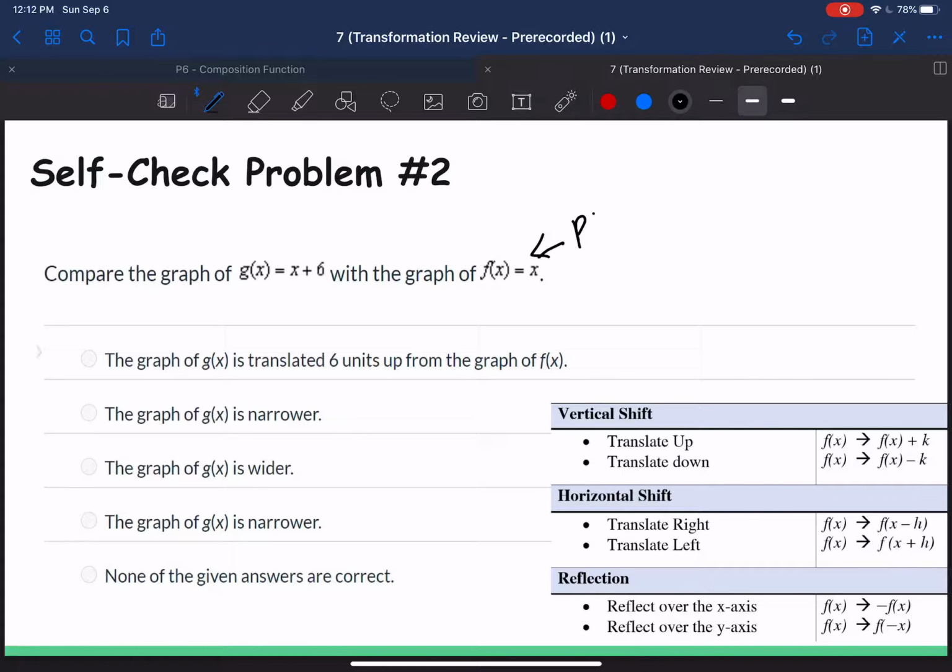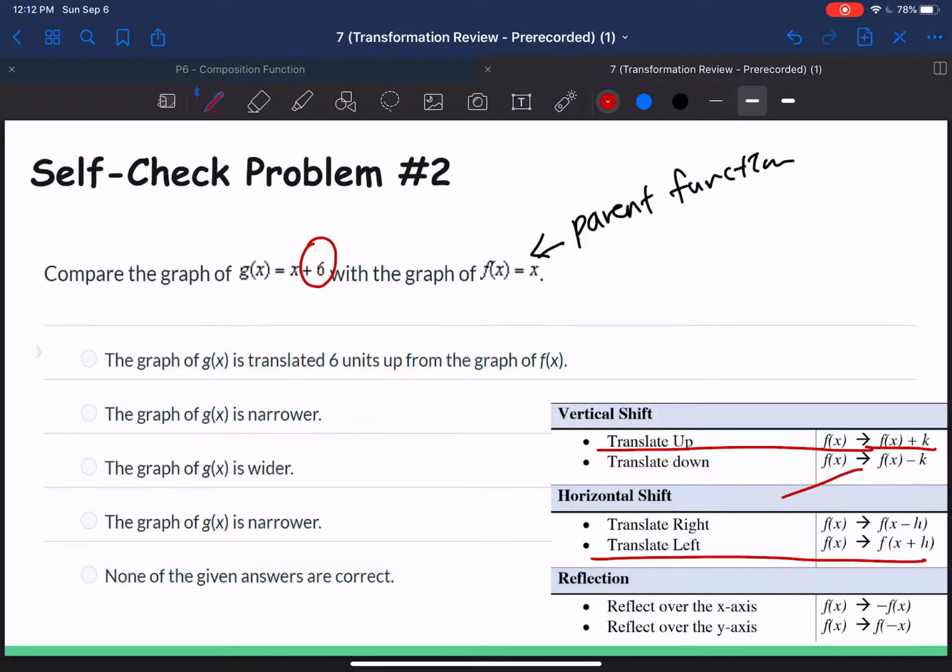This is my parent function. And then I have plus 6. Whenever we have additions, it's either translate up or translate left, nothing else. So let's read the first one. The graph of g of x translates 6 units up. You don't even have to read anything else. 6 units up, we're adding plus 6.